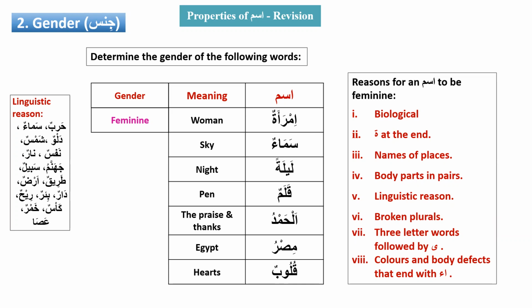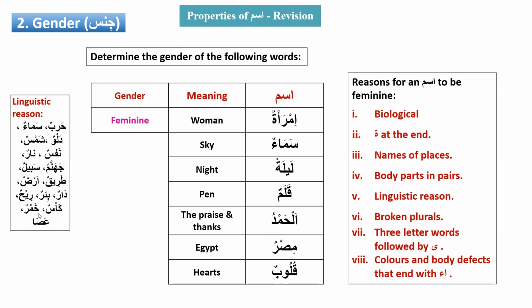Sama'un would be feminine. Why? It would be feminine because of linguistic reasons. Yeah, you see Sama'un in there? That's why I wrote them here. Harbun, Sama'un, Dalun, Shamsun, Nafsun, Narun. Any word used for fire is feminine. Jahannamu, Sabilun, Tariqun, Ardun, Darun, Bi'run, Rihun. Any word used for wind, Rih, or any other word, that is feminine.